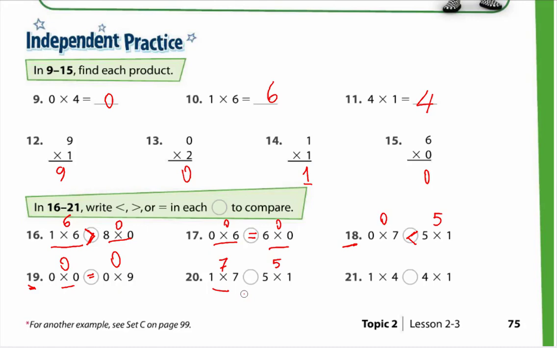7. Can you tell me the name of this sign? I don't know it. Okay, the name of this sign, guys, is greater than. So, this sign is greater than. Okay, thank you, Yusuf. Of course, the last one, 1 times 4 and 4 times 1, it's the same.